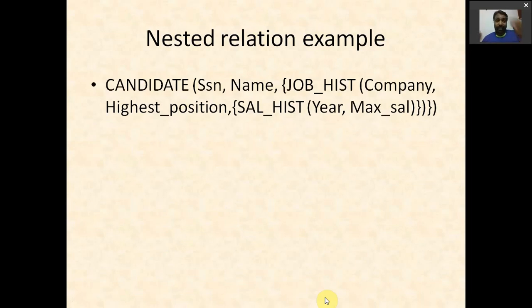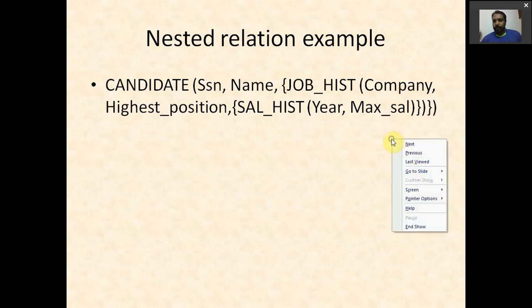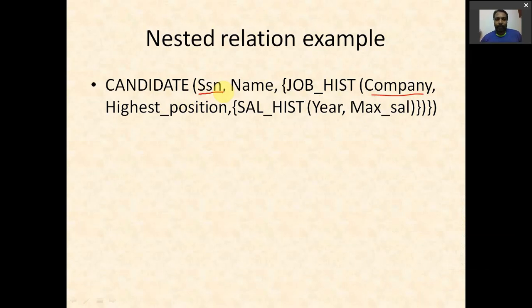This is another example of a nested relation. We have two different nestings. So candidate relation, here SSN, name. Then there is a nested relation, job history: company, highest position. And inside the job history, there is another nested relation, salary history, which consists of year, comma, maximum salary. So the primary key is SSN for the whole table. SSN is the primary key of this table. The company is the partial key of this job history table, and here is the partial key of the salary history table.